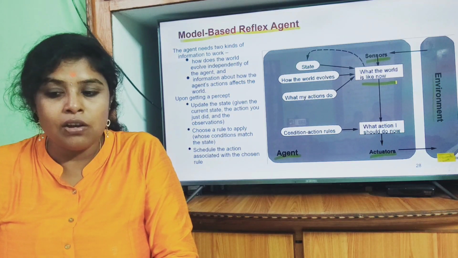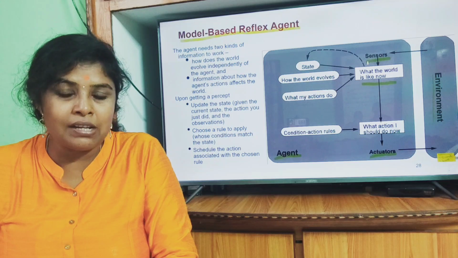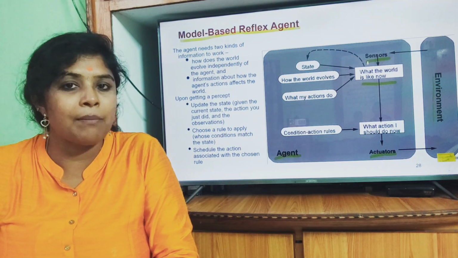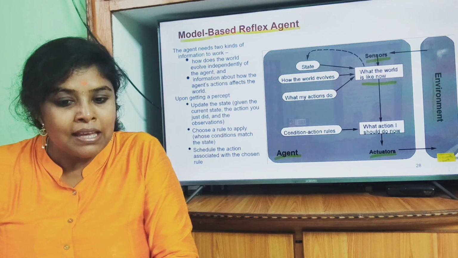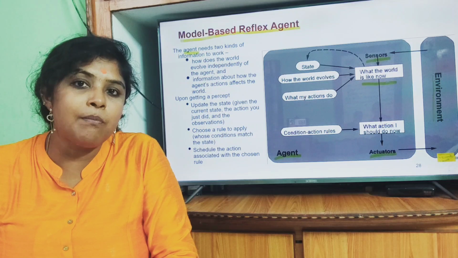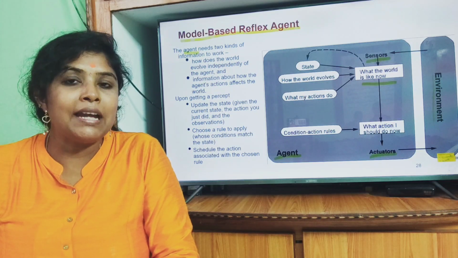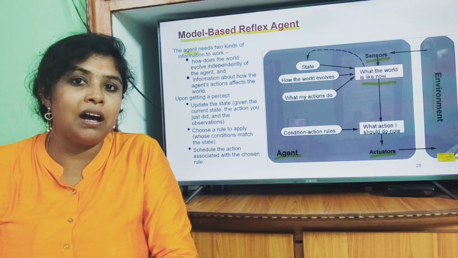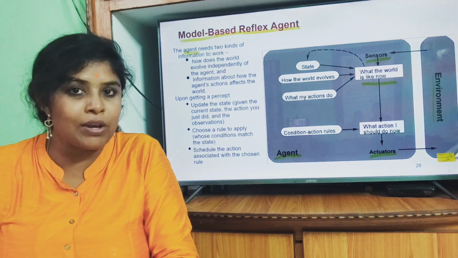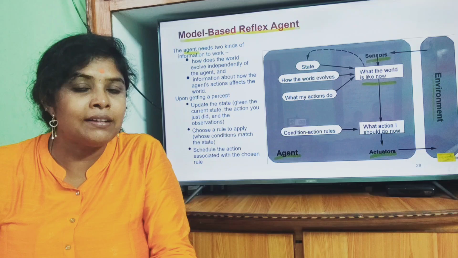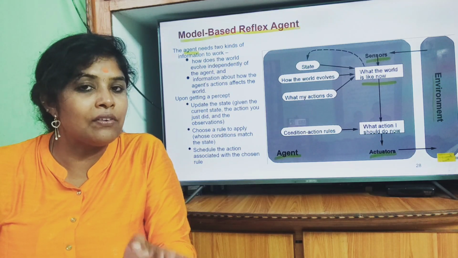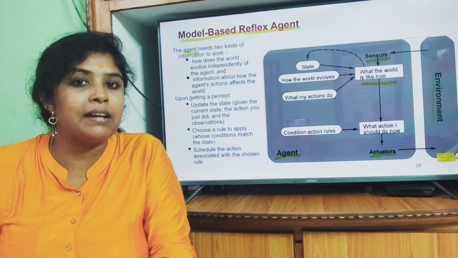It depends not only on the sensor information but also on the internal model developed by this agent about the environment. That is, this model-based agent will have an internal model about the environment. It will have some prior idea about how the world is, that is how its environment is going to be. So based on that, it can take the necessary actions. It need not necessarily rely only on the sensor data.